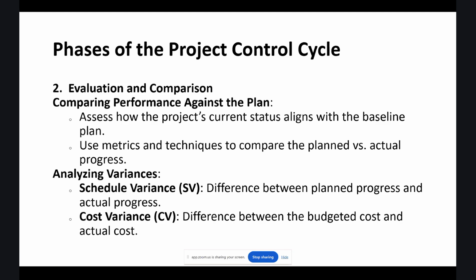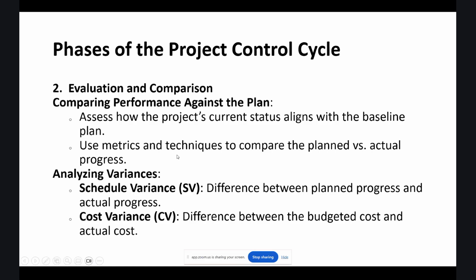So assess how the project's current status aligns with the baseline plan. Baseline plan, basically, is your WBS. So you can use the WBS. Baseline is more detailed than the WBS, or you can use the project network.